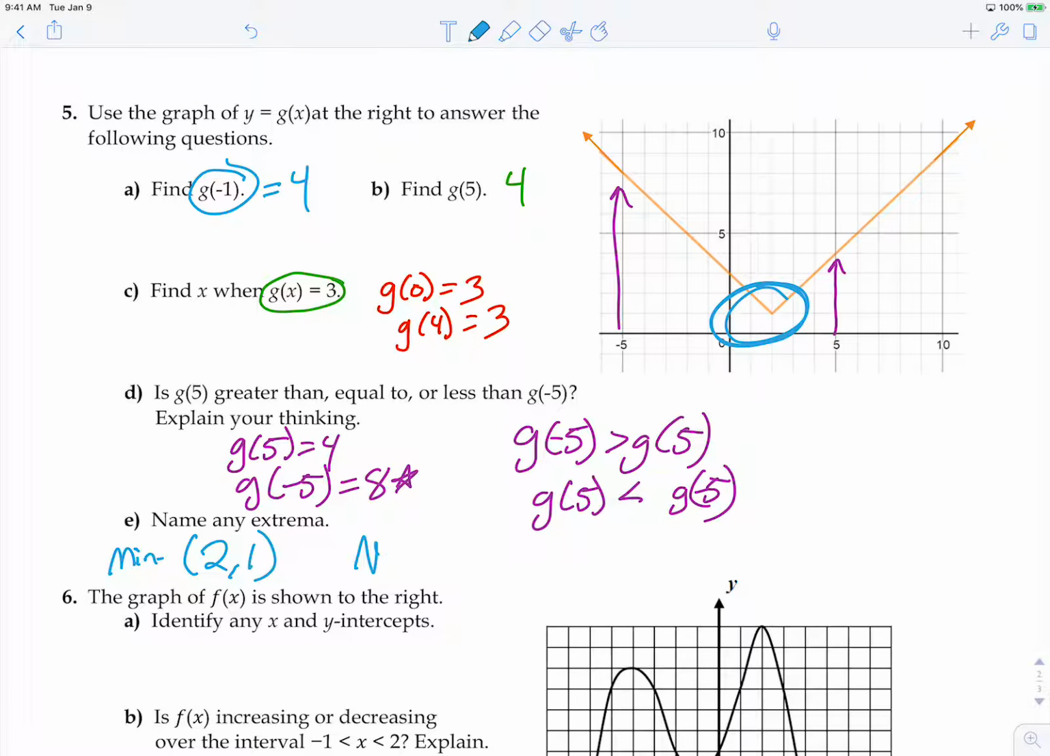Now there is no maximum because of those arrows. That's going to be an end behavior type thing. You'd say what your end behavior is. So basically there's no maximum. You don't have to worry about that.